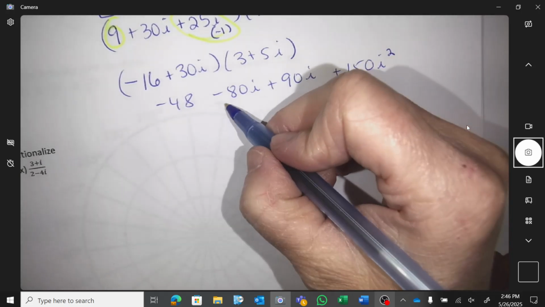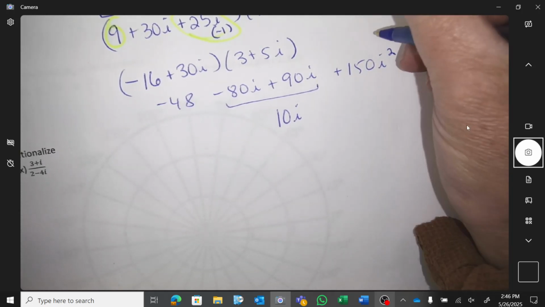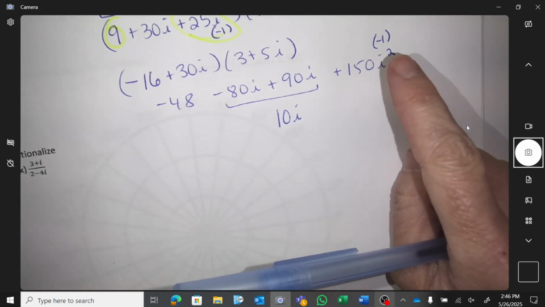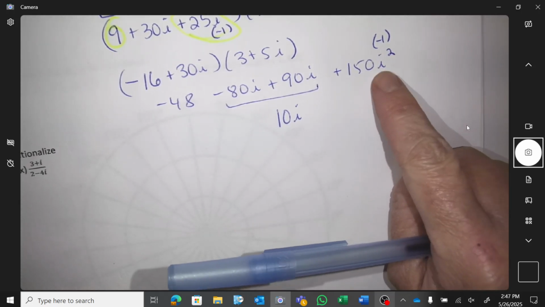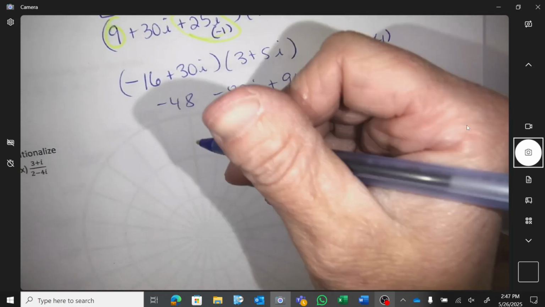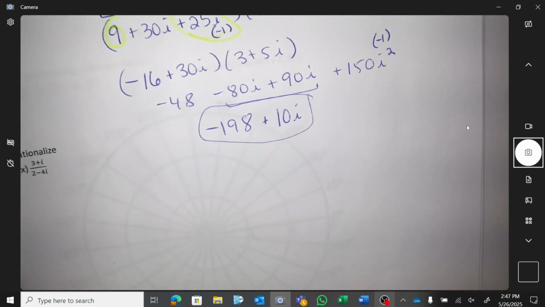Okay, I'm going to do some work here. I'm going to collect that, so we're going to write 10i at the end of this thing. And I'm going to think about this as a negative 1, so subtract 150. So try to always break things down until you get to numbers and i's, but you can't go further after that.